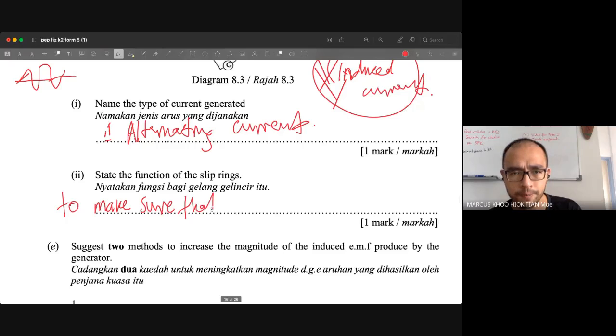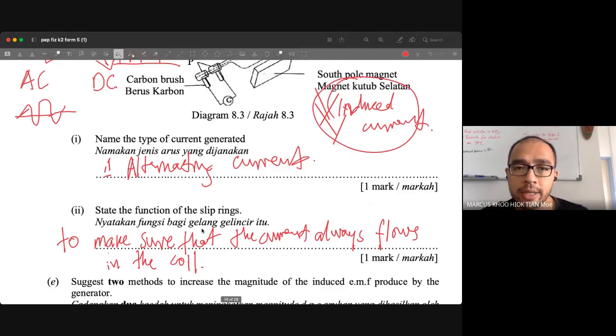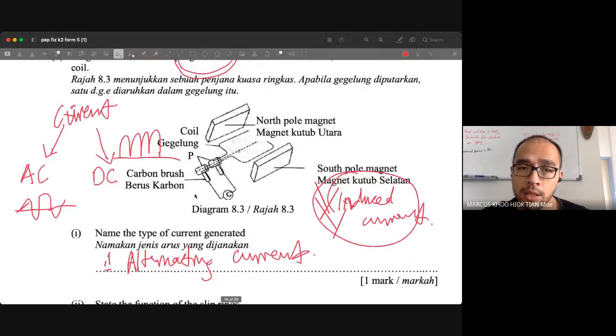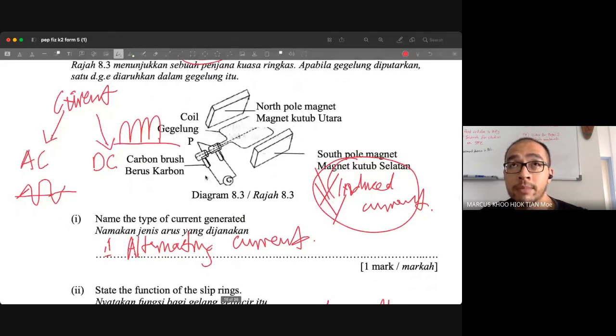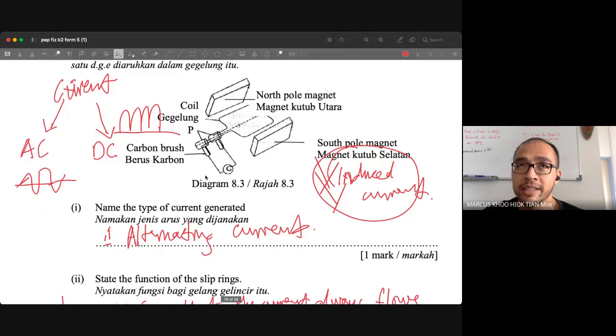So the slip ring is used to make sure that the current always flows in the coil. To ensure that the electric current always flows in this coil. That's the function of the slip ring. Some of you wrote down so that the wires would not get tangled.